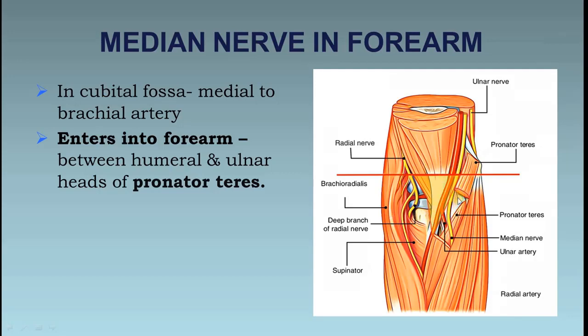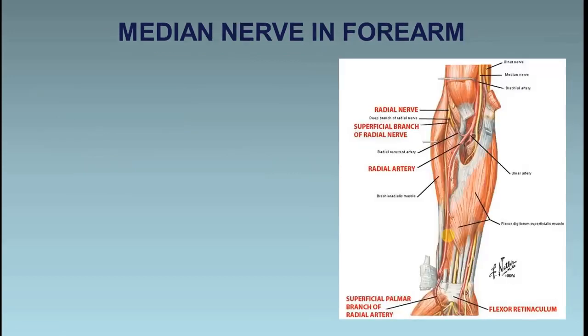It is present medial to the brachial artery. Then it enters the forearm between the two heads of the pronator teres. Here you are able to see it is entering between. The superficial head is called the humeral head, and the deep head is the ulnar head. Between the two heads of the pronator teres, the median nerve is going to enter the forearm.